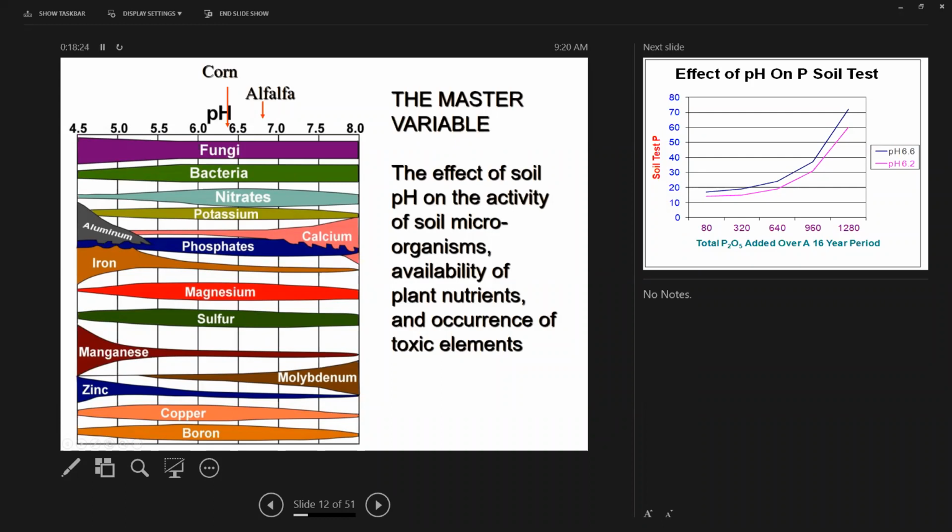So fungi, bacteria, nitrates, potassium. Well, calcium's kind of skinny here, but we catch phosphates, iron, it's pretty skinny here, that's a micronutrient. Magnesium, sulfur, manganese, molybdenum, zinc, copper, boron. So we catch the fat part of most of these things, and then we start looking at micronutrients, and even though it's not the fat part of the line, that availability is generally high enough in Kentucky if you can maintain your soil pH in the proper range.